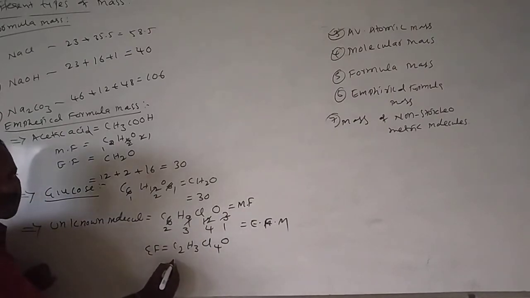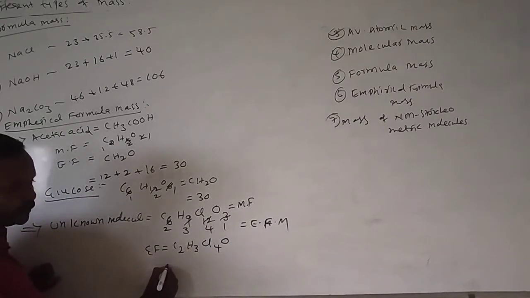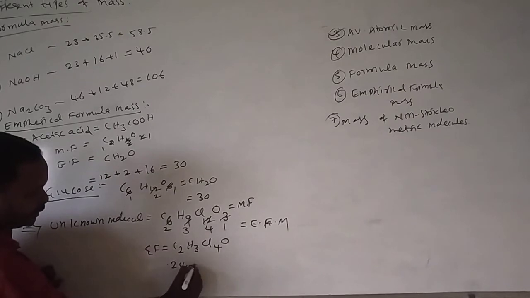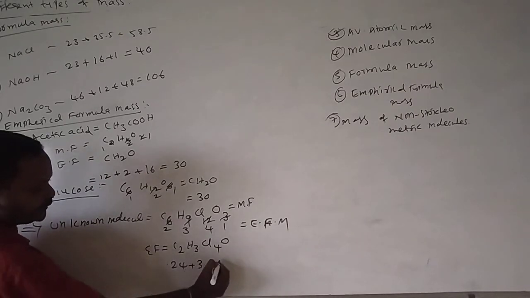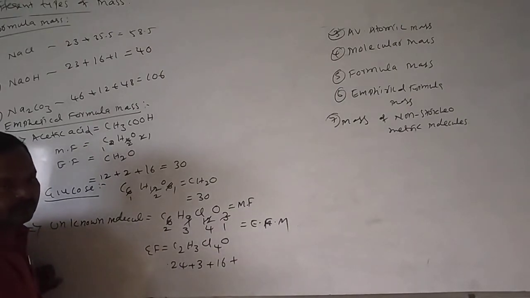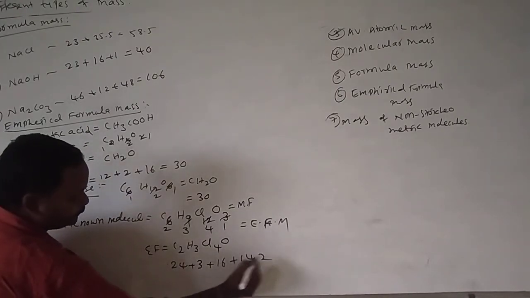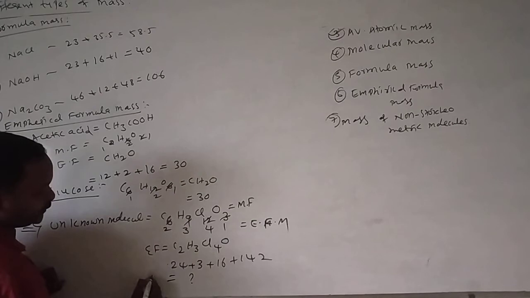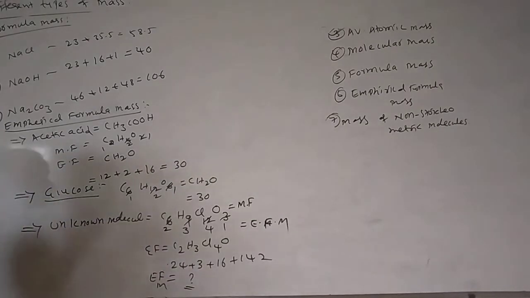Carbon how much? 12 into 2, 24. Hydrogen 3. Oxygen 16. Chlorine 71 plus 71, 140 for the four chlorines? Here we get the empirical formula mass. By using this method, we calculate the empirical formula mass.